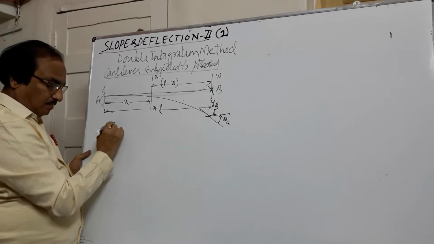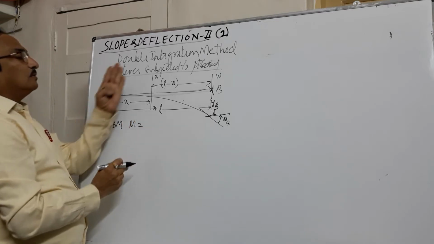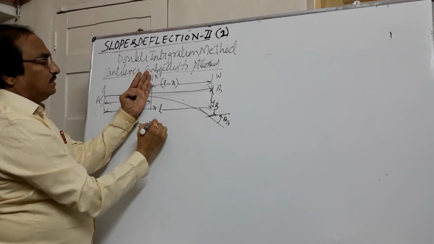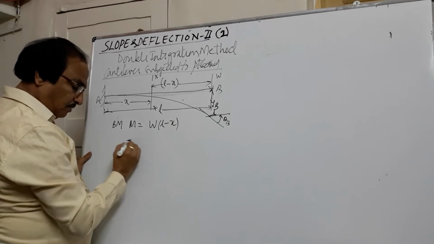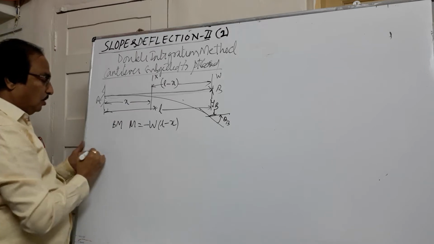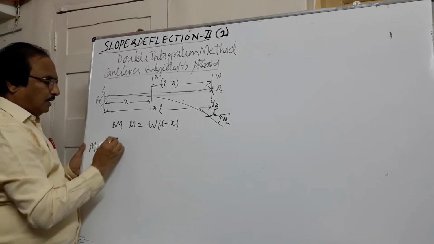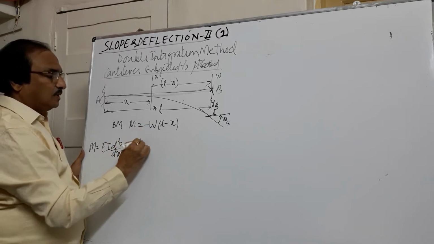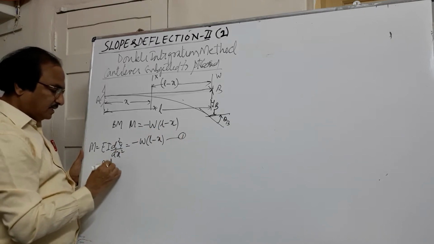We know the bending moment is given by M equal to, what is the bending moment acting? There is only one force here, W, and the distance is L minus x. It is acting downwards, so the bending moment will be negative. Downward bending moment is negative. So let us use the relation M is equal to EI d2y by dx square. This is a differential equation, and it is given by minus W into (L minus x). Let us integrate this.